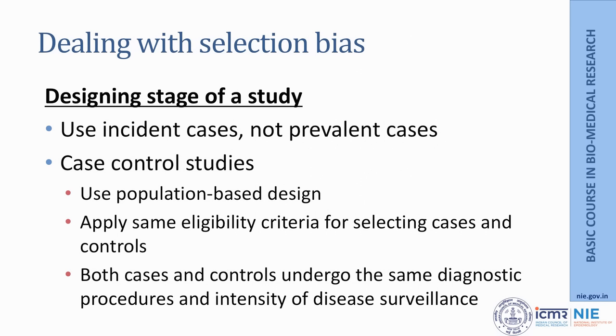one way to deal with selection bias in case control studies is to use a population based design rather than a hospital based design, such that the cases and controls are actually selected from the community or the population and not from a few particular healthcare facilities. We need to make sure that we apply the same eligibility criteria when we are selecting cases and controls, and that we are not leaning towards a particular exposure among them. Again, both the cases and controls should undergo the same diagnostic procedures and the same intensity of surveillance in order to identify them as cases and controls, so that we are not biased at the time of their selection.